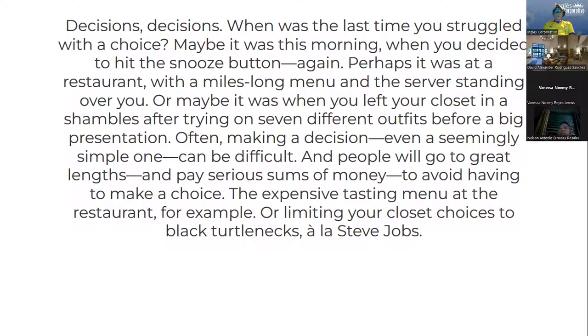The expensive tasting menu at the restaurant, for example, or limiting your closet choice to black turtlenecks, a la Steve Jobs. Okay. What did you get from this one?